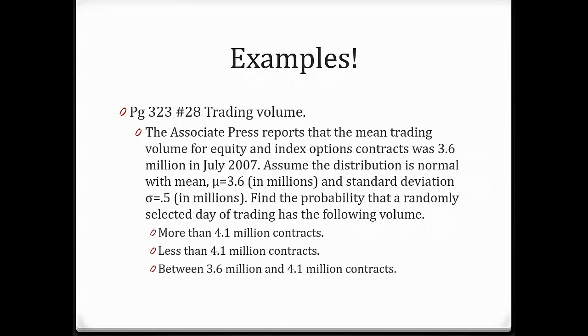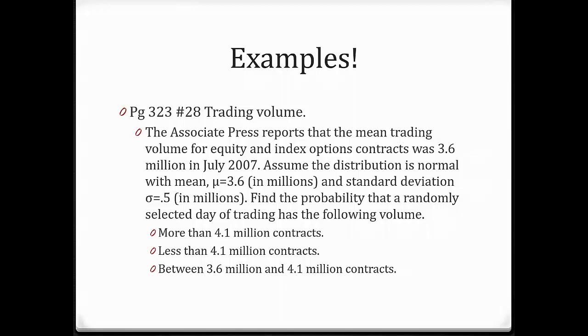So let's look at an example. This is from the 2nd edition, trading volume. The Associated Press reports that a mean trading volume for equity and index options contracts was 3.6 million in July of 2007. Assume the distribution is normal with a mean of 3.6 in millions and a standard deviation of 0.5 in millions. Find the probability that a randomly selected day of trading has the following volume: more than 4.1 million contracts, less than 4.1 million contracts, and between 3.6 and 4.1 million contracts.